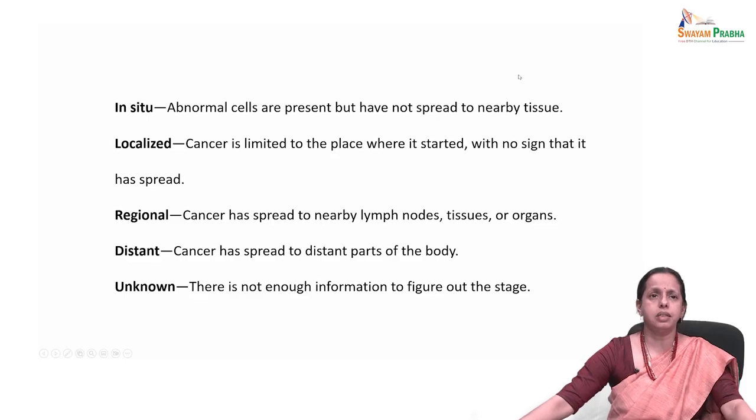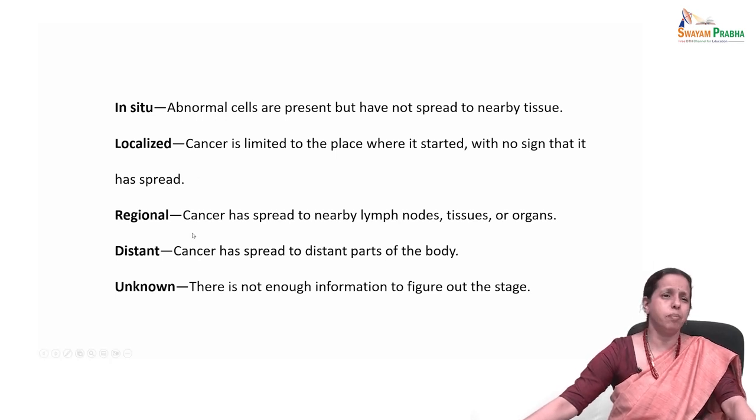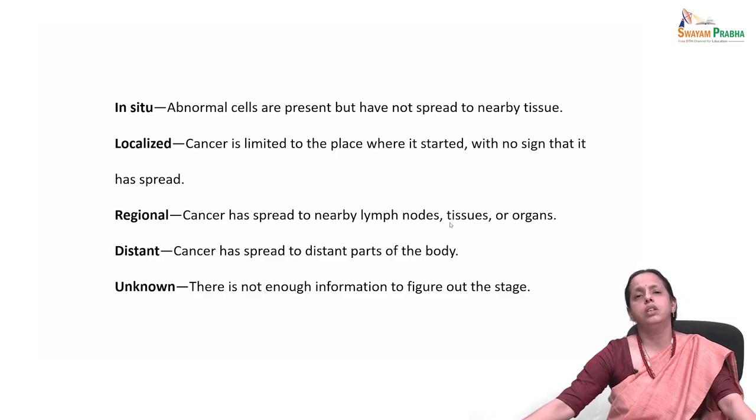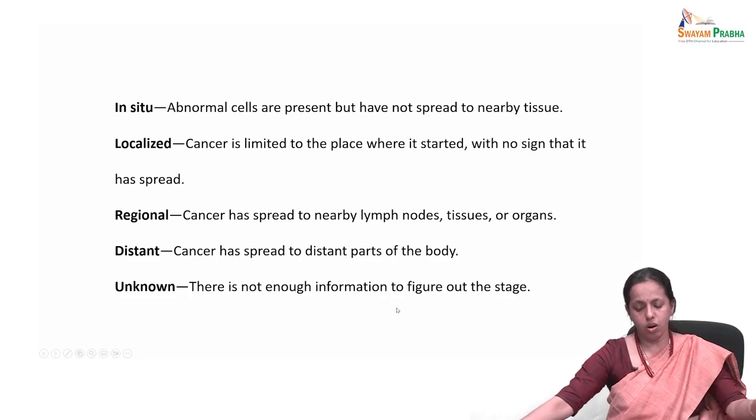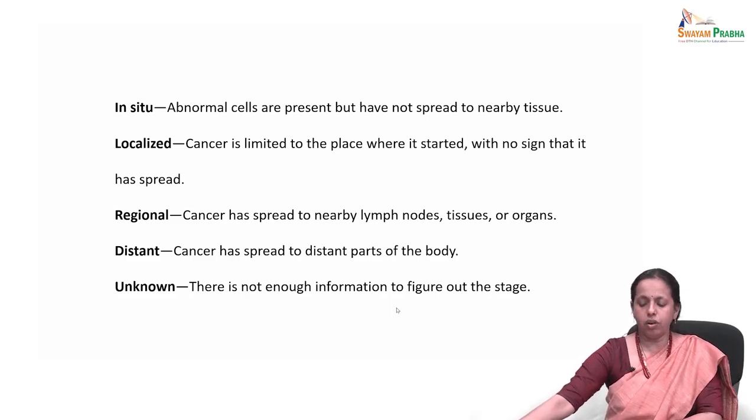So a few more terms: in situ, where abnormal cells are present but have not spread into nearby tissue. Localized, where cancer is limited to the place where it started, but it has not spread. It didn't spread, it's localized. Regional, for example, where the cancer has spread only to its nearby lymph nodes, tissues or organs. Similarly distant, where it has metastasized all over to distant parts of the body. And there is unknown, where there is not enough information to figure out the stage of the cancer.